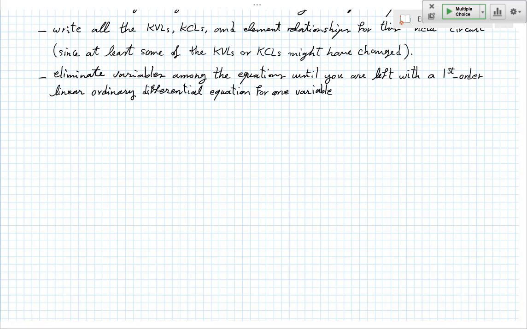It doesn't have to be that way. Sometimes you might find it more convenient to find first the answer for some current somewhere else, and then use that to find the voltage somewhere else. So it doesn't have to be directly the variable that you want from the beginning, but preferably that.